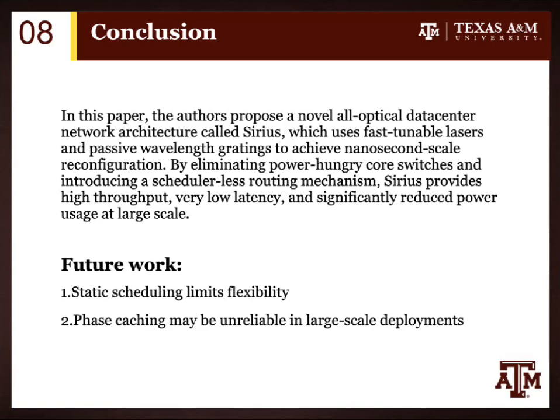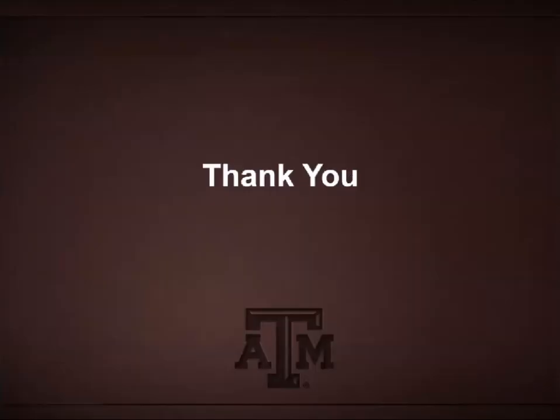And the second shortcoming is that phase caching may be unreliable in large-scale deployments. The phase alignment might drift significantly due to hardware variability or environmental factors, and the cached values can become invalid. One possible solution is that we can develop more robust fast synchronization mechanisms. Yeah, that's all. Thank you.